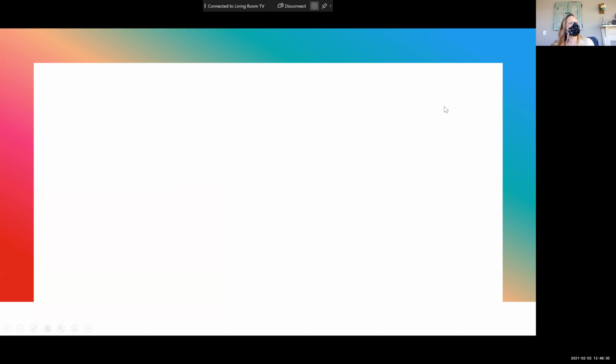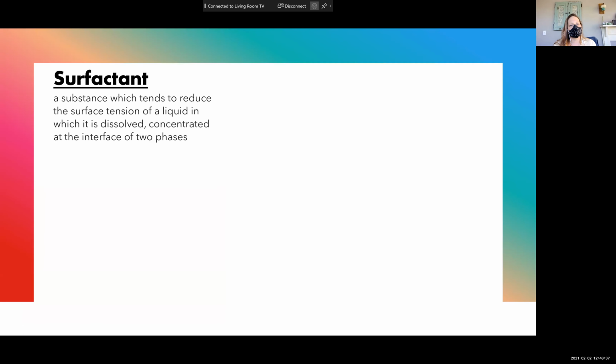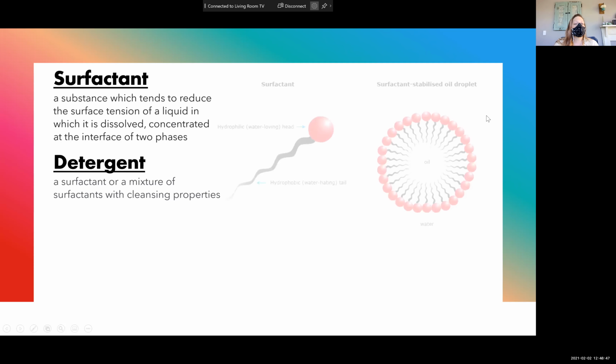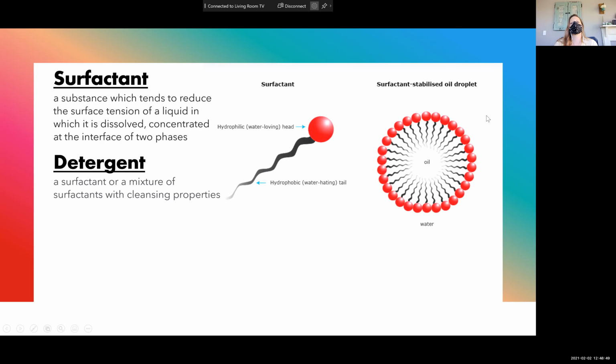All right, so surfactants. Here we're getting into detergents and surfactants and this sort of thing. A surfactant is a substance that tends to reduce the surface tension of a liquid in which it is dissolved, concentrated at the interface of the two phases. So what's that mean? This is what they look like structurally.